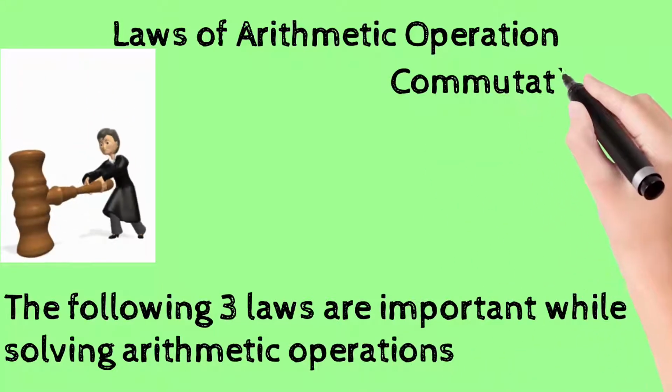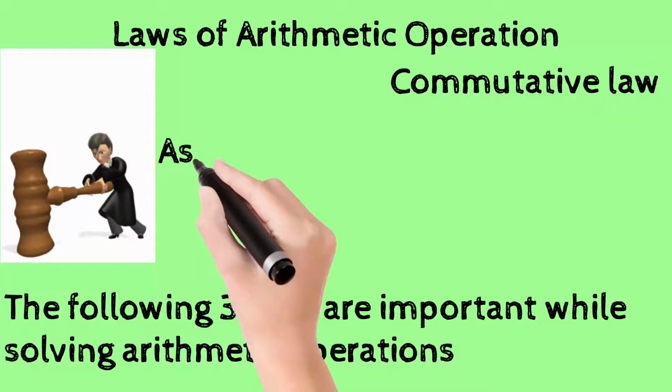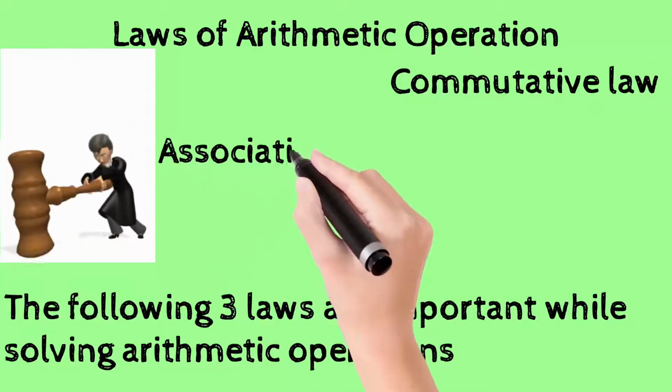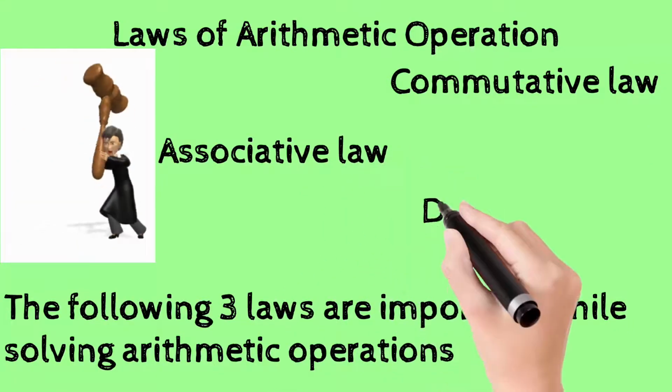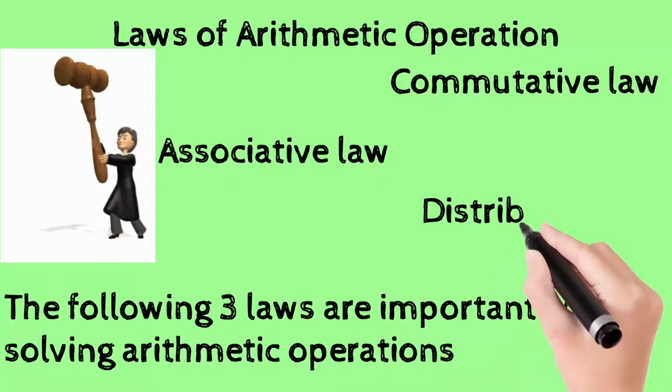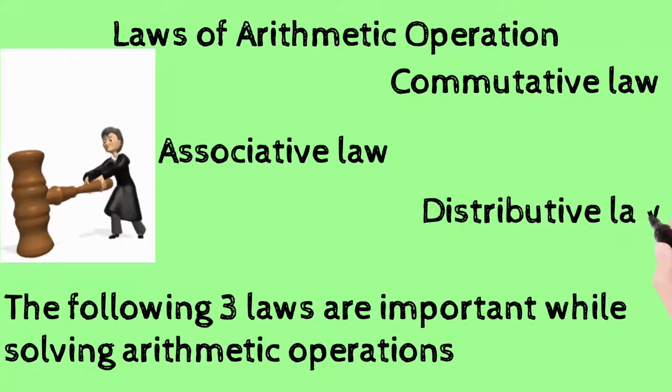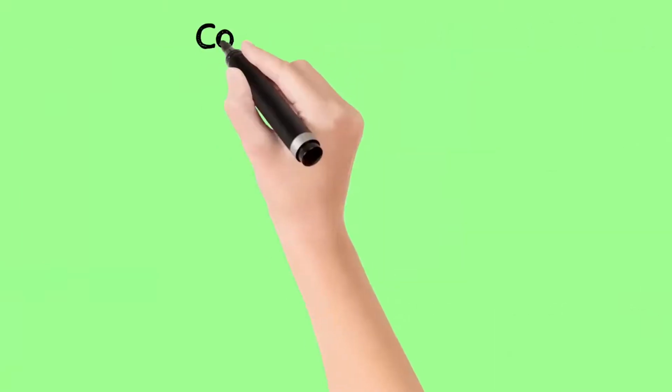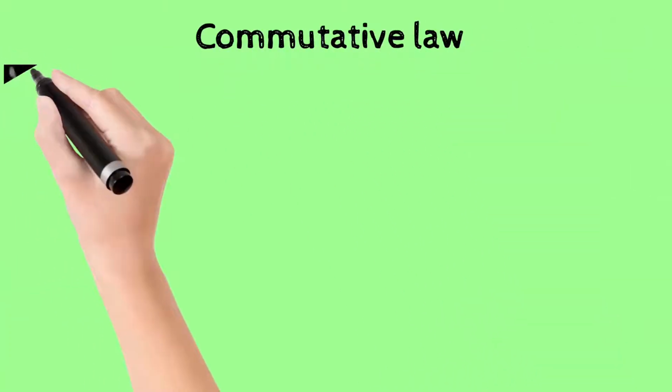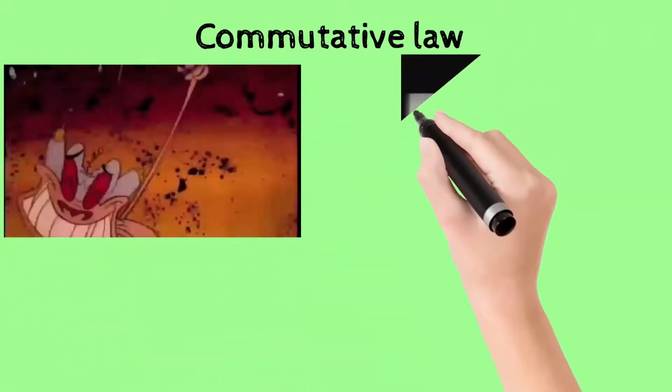The following three are very important when you solve arithmetic operations: commutative law, associative law, and the final one is distributive law. These are also called properties: commutative property, associative property, or distributive property. Let us go into the first one, commutative property or commutative law.